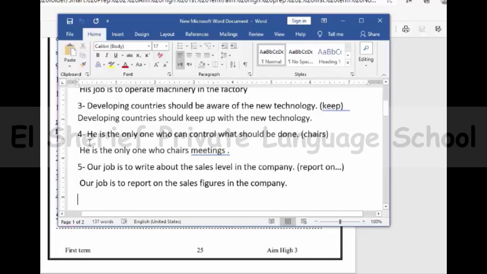Number 4. He is the only one who can control what should be done. So use chairs. Chairs the meeting. So he is the only one who chairs the meeting. Number 5. Our job is to write about the sales levels in the company. So it's going to be something like this. Our job is to report on sales figures in the company.